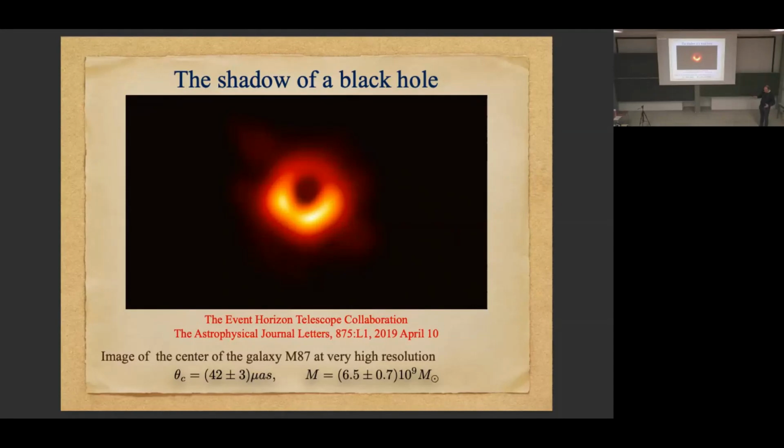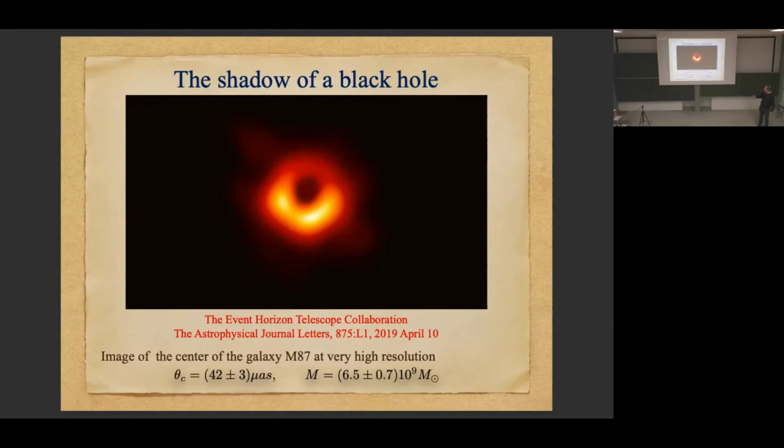And so with an array of radio telescopes, they got enough resolution to take a picture of the center of the galaxy M87. It's at a scale, they have enough resolution that they could take the picture at the scale of the event horizon radius of the supermassive black hole that one is expecting there.